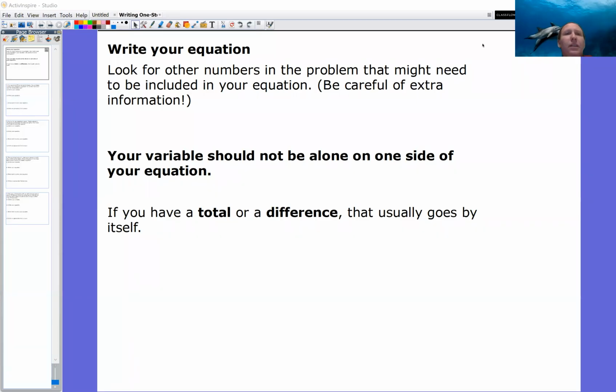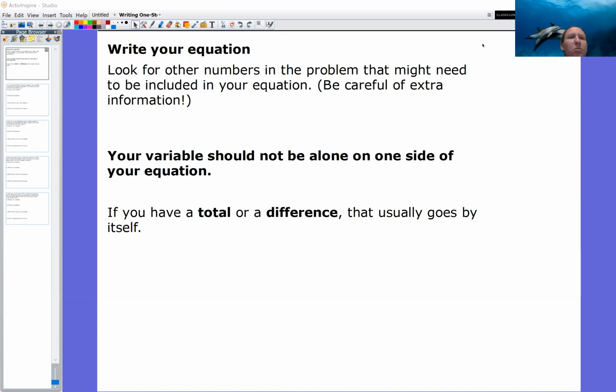Hi there. We're now going to talk about writing one-step equations. In another video, we talked about defining our variable, which was choosing a variable and saying what it meant, making sure you're being very specific. So now we're going to take it a step further and actually write that equation.